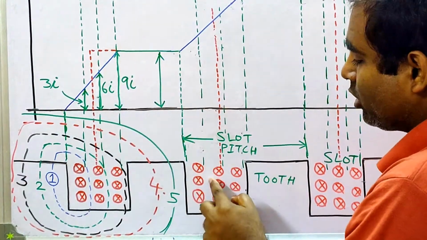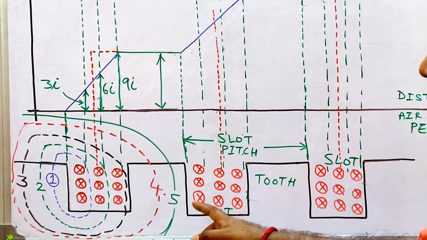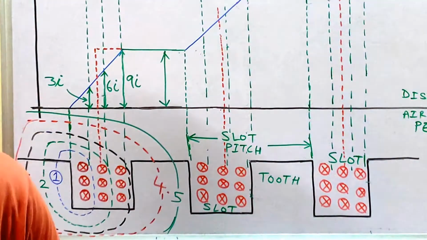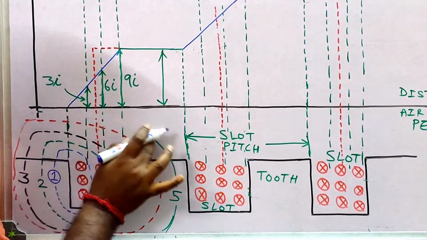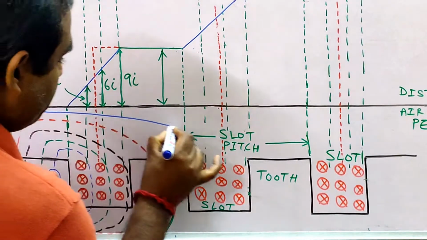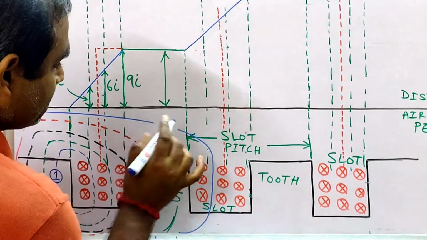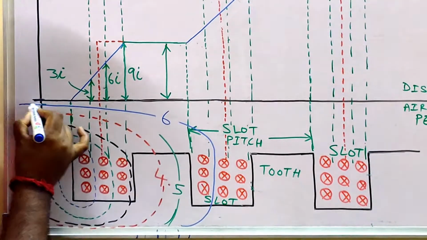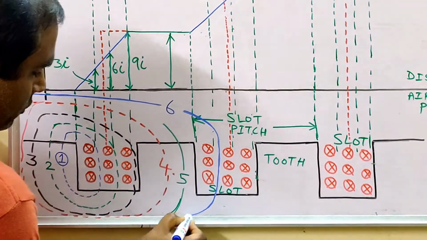Now you are coming to this slot number 2. So again in this slot number 2, what do you find? If you choose a path, let's say path number 6. Let me draw it here. So this is my path number 6, shown by this line. So what do you see? In path number 6, how many conductors are enclosed?